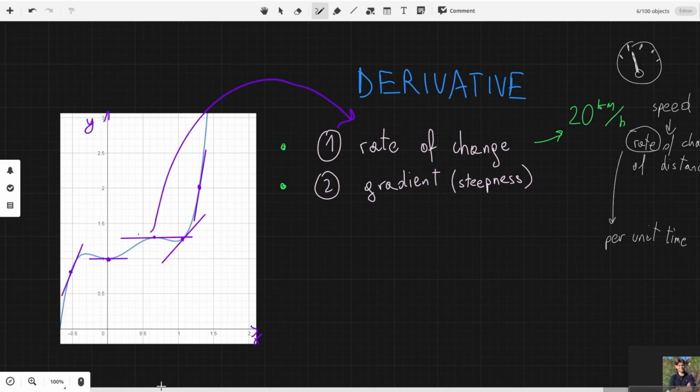Is the function increasing? Is the rate of change positive? Does the tangent have a positive gradient? Does it have a more positive gradient? Is it steeper? Or does it have a less positive gradient? Is it less steep? Is it decreasing? Draw a tangent here. You can see it's decreasing. If it's decreasing, the rate of change is negative. Is it decreasing fast or is it decreasing slowly? And that is the geometrical approach.